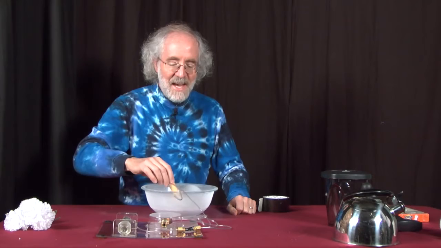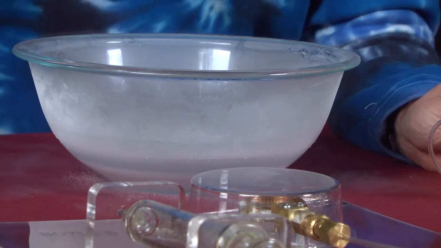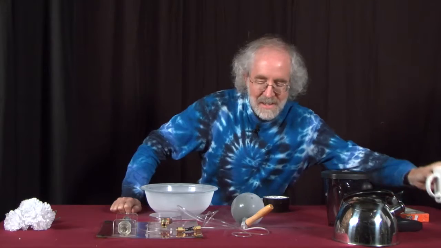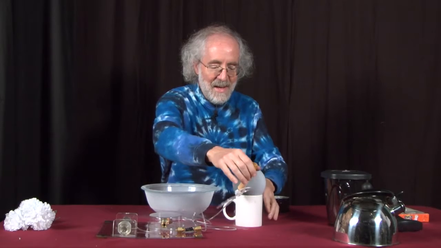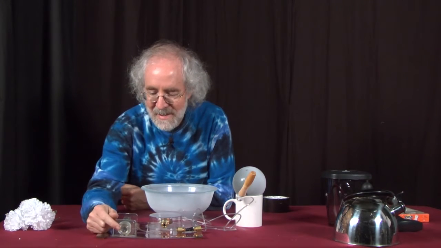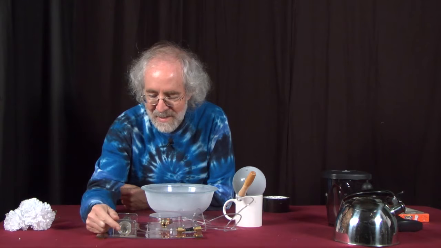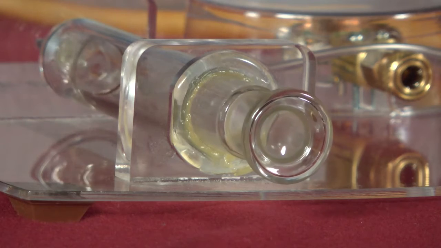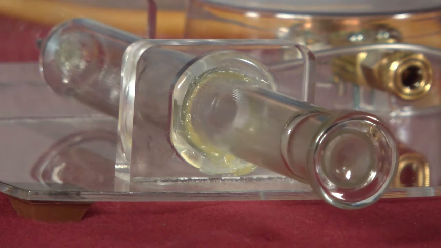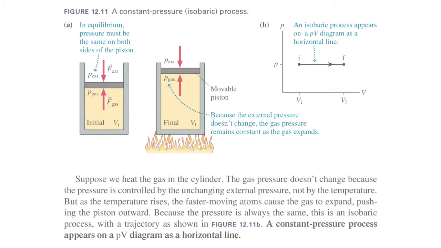So if I take this container out of the liquid nitrogen and allow it to warm up, actually I'm going to help this along by putting it on top of a warm cup of coffee, and that's going to help to warm this up a little bit. And as the gas inside there warms up, the pressure can't change because the cylinder is connected to it. And so as a consequence, the cylinder moves outward and the volume increases. So we can see at a constant pressure, as the temperature goes up, the volume increases as well.